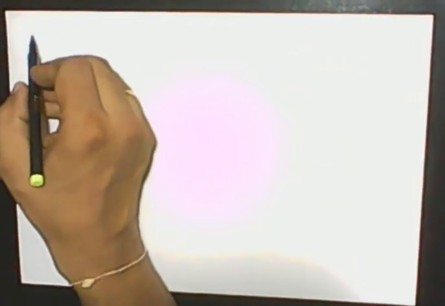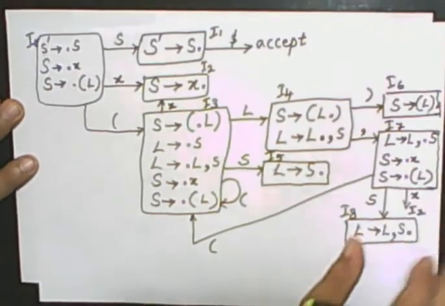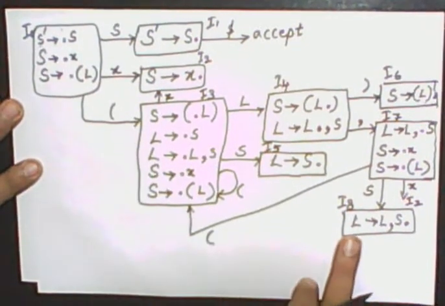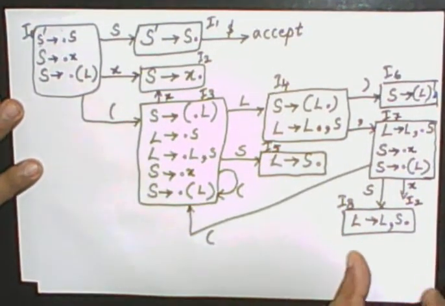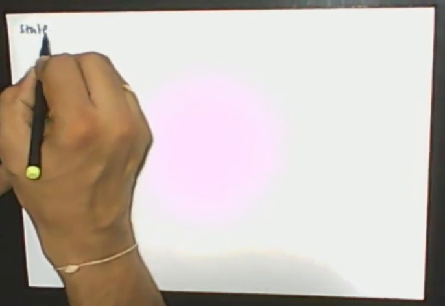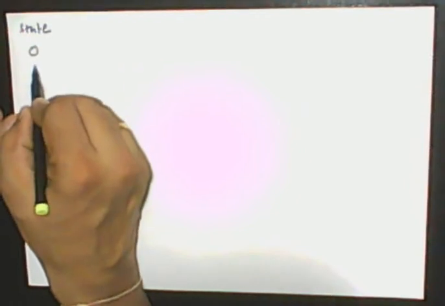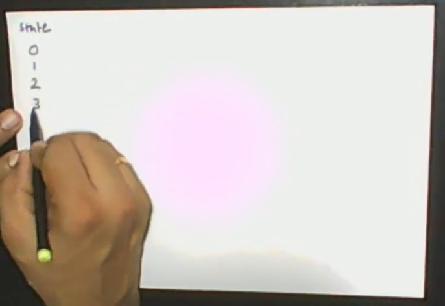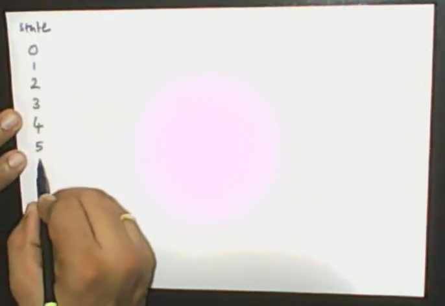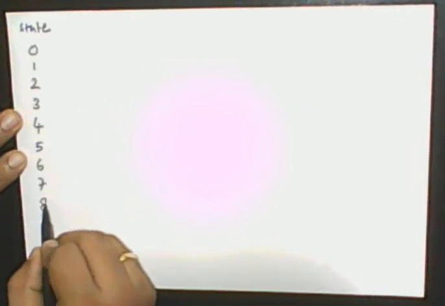One more thing is we have I0 to I8. We have 9 states, so you'll have 9 rows in the parsing table. So let us have the states 0, 1, 2, 3, up to 8.